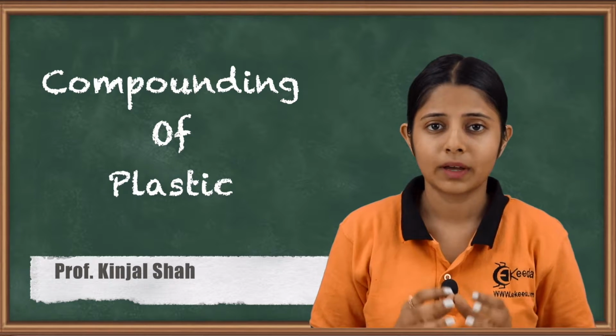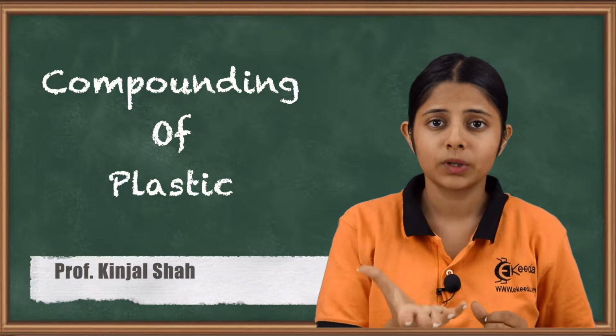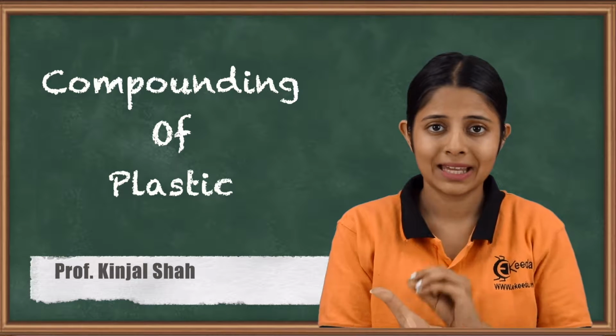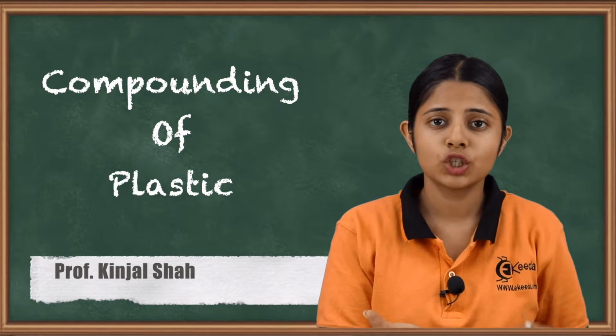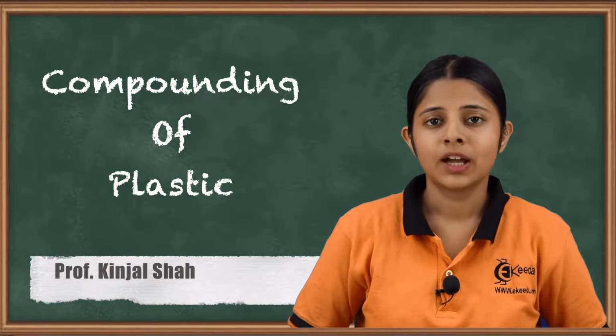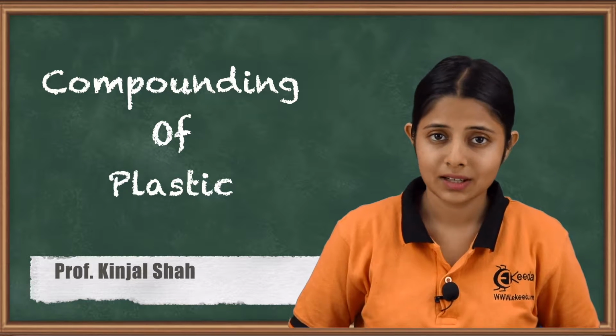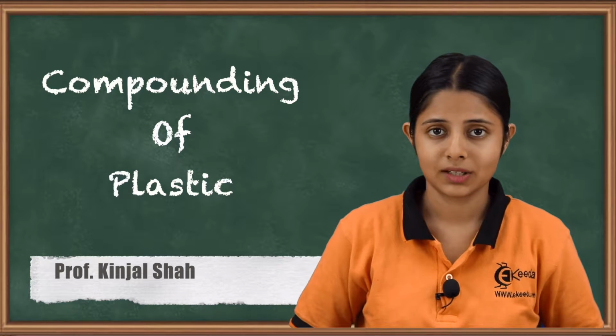Plastic itself during manufacturing does not have all these properties. All these properties are added to the plastic by adding little ingredients inside it. That means addition of something to the plastic is known as compounding of plastic. In today's session, we'll see what exactly is compounding of plastic and what are the different things which are added to the plastic in this process.